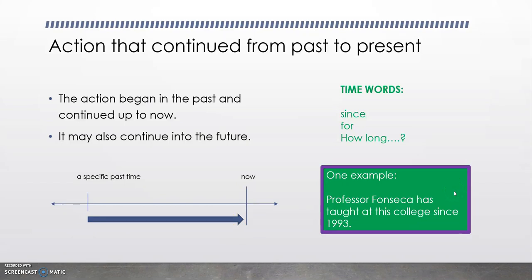My example: Professor Fonseca has taught at this college since 1993. I began in 1993, and I didn't stop. I kept going, and I'm still here. Will I be here in the future? Maybe. But this sentence connects for you the beginning point and shows how that continues up to now. Your time words are since, for, and we make questions with how long.